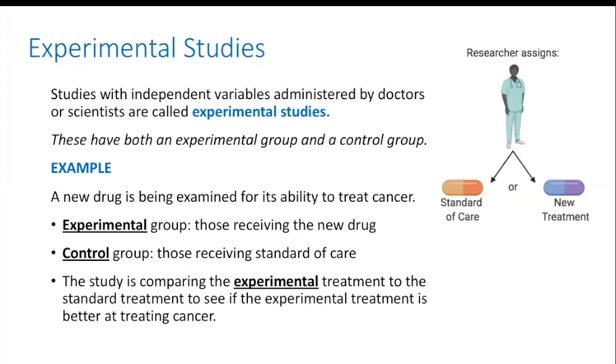Consider the example where a new drug is being examined for its ability to treat cancer. The experimental group would be patients receiving the new drug, while the control group would be patients only receiving the standard of care in the field. In this example, the study is comparing the experimental treatment to the standard treatment to see if the experimental treatment is better at treating cancer.